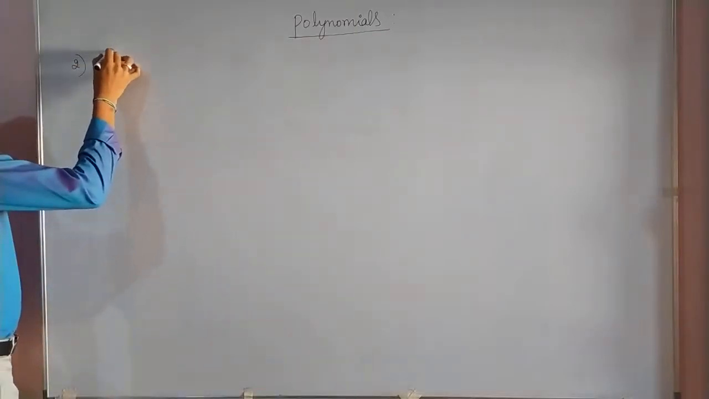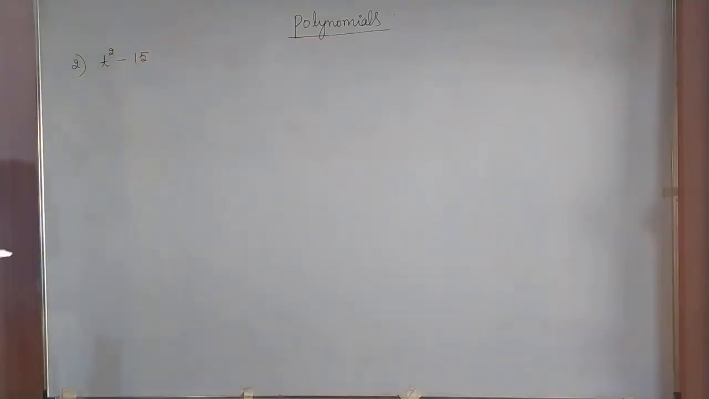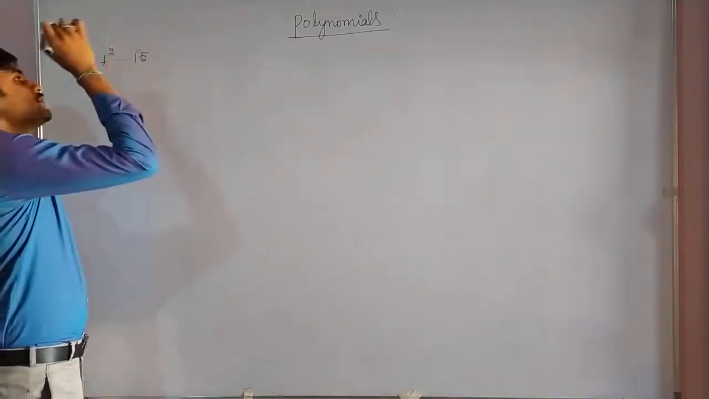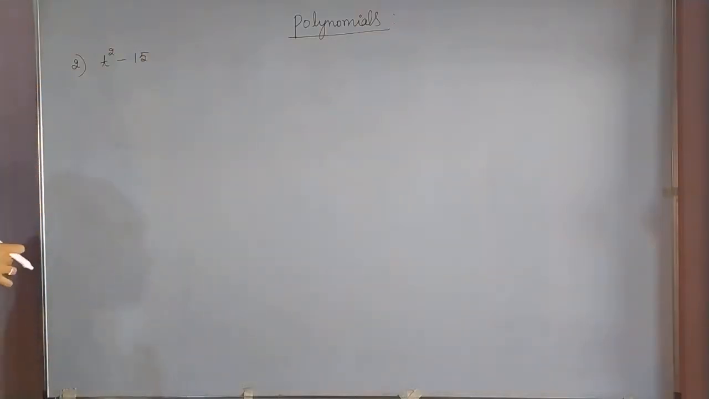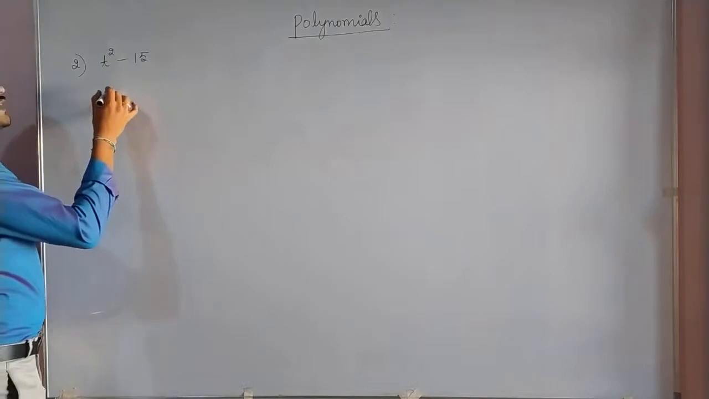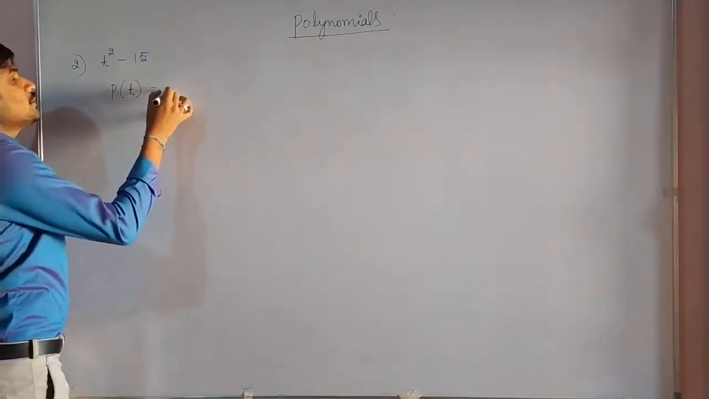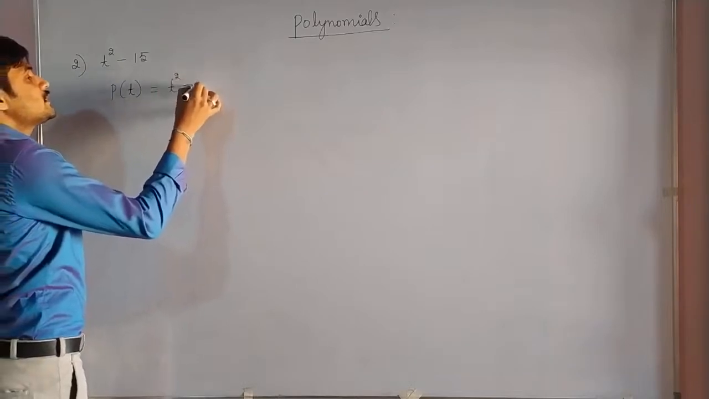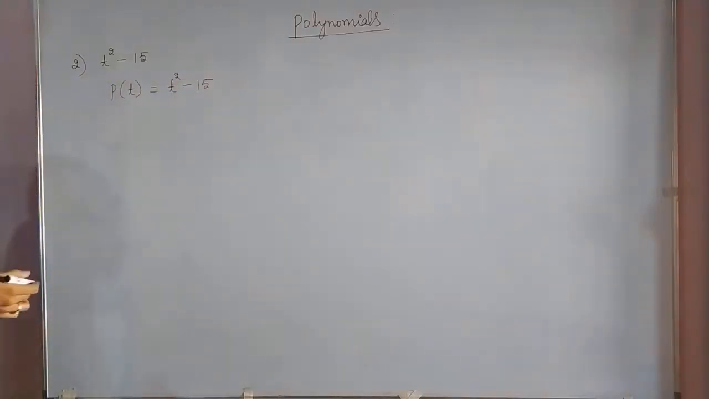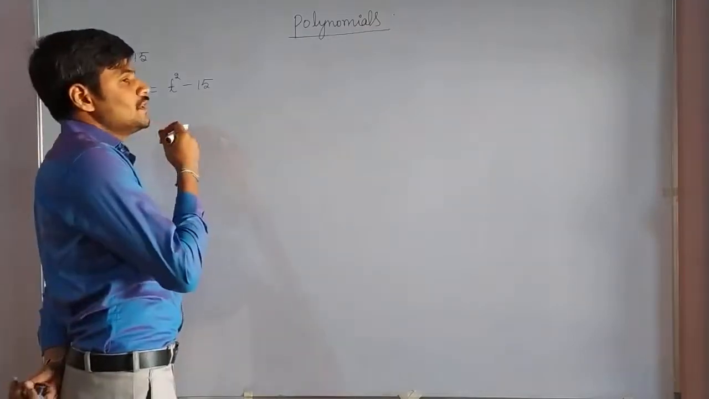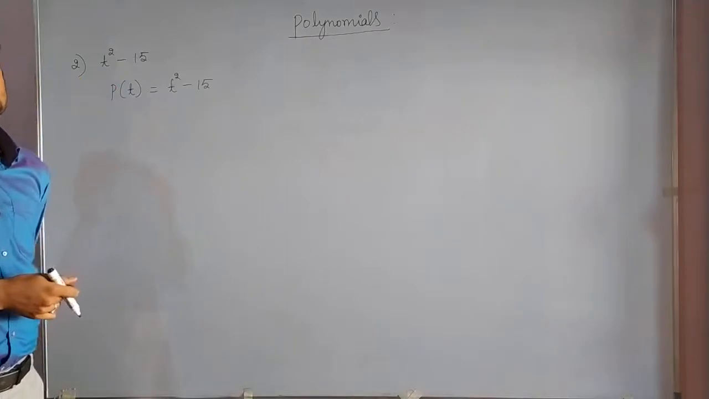t square minus 15. As the degree is 2 here, the highest power of the variable is 2, so it is a quadratic polynomial with the variable t. So p of t is equal to t square minus 15. It does not contain a t term, so here a is 1, b is 0 and c is minus 15.